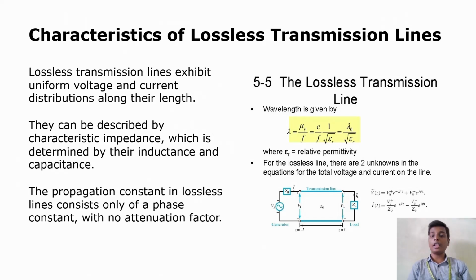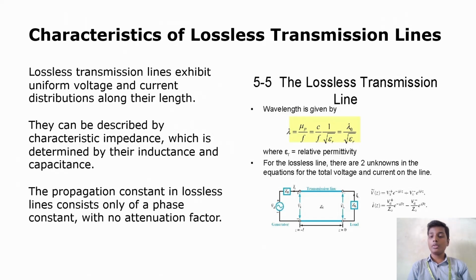The lossless transmission line wavelength is given by lambda equals v_p by f, that equals c by f times 1 by square root of epsilon r, that equals lambda naught by square root of epsilon r, where epsilon r equals relative permittivity. For the lossless line, there are two unknowns in the equations for total voltage and current on the line.